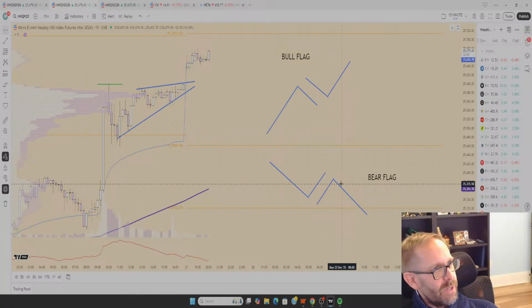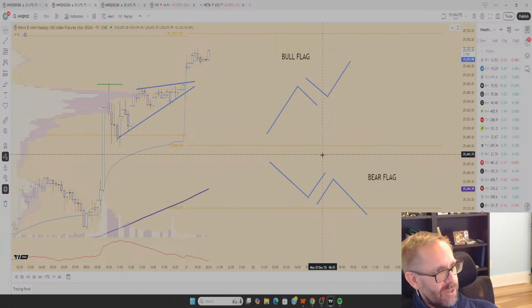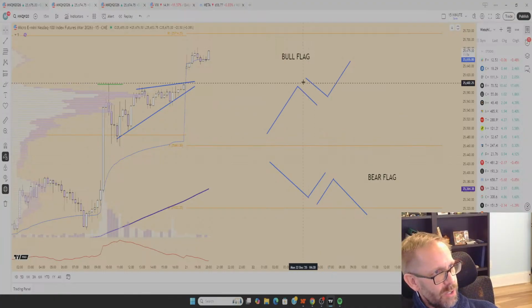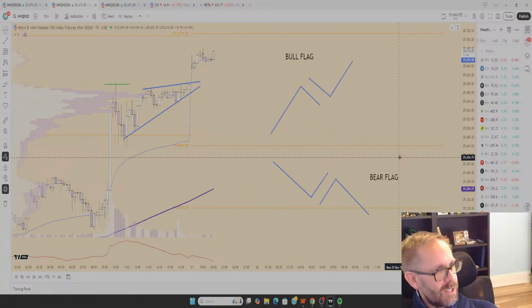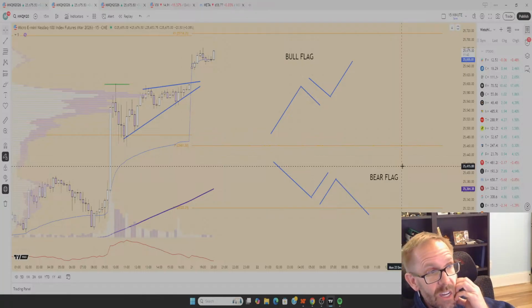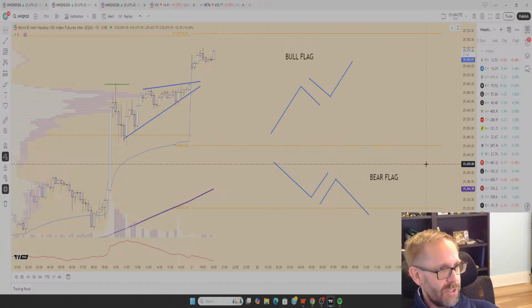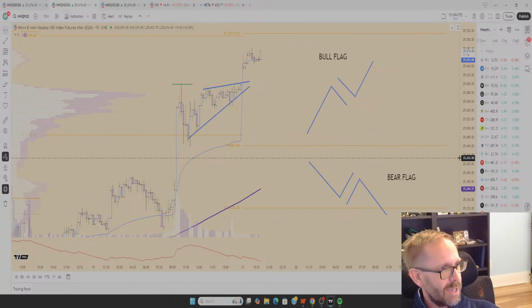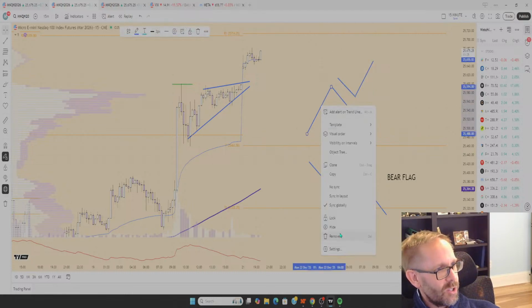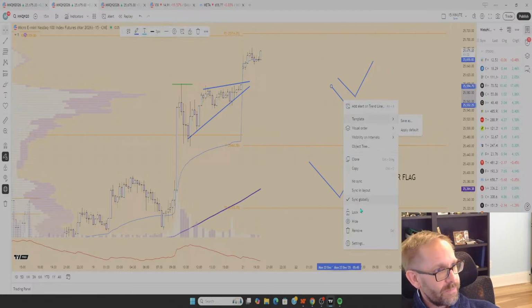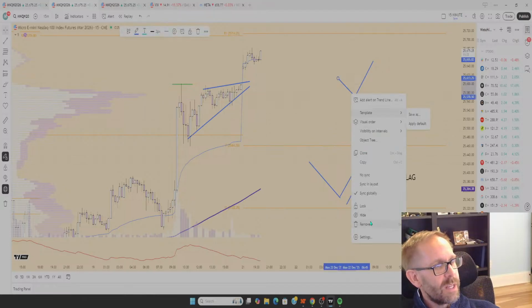What do you notice about a bull flag and a bear flag? It's pretty interesting. A bull flag is actually a bear channel, and a bear flag is a bull channel. Something to keep in mind whenever you see channels forming. Always zoom out and see if it's not just a flag on a bigger time frame. Anyway, that's something to always check. Flags are continuation patterns. They happen all the time.